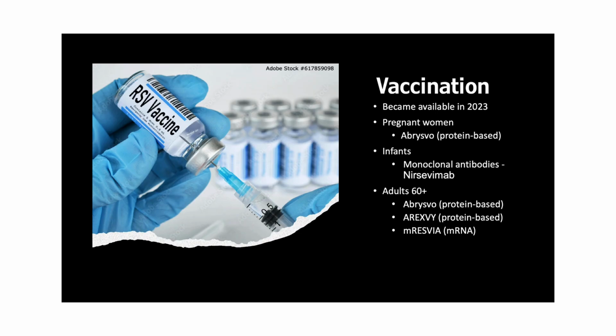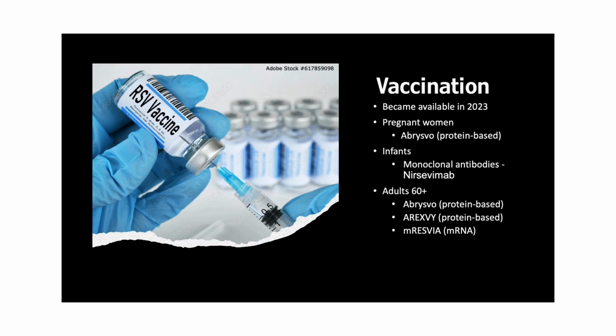Monoclonal antibodies are available for infants under 8 months old who are in their first RSV season. Certain populations of children between age 8 and 19 months are also eligible for monoclonal antibodies during their second RSV season. Both prenatal vaccines and monoclonal antibodies offer infants passive immunity that only lasts for a few months.